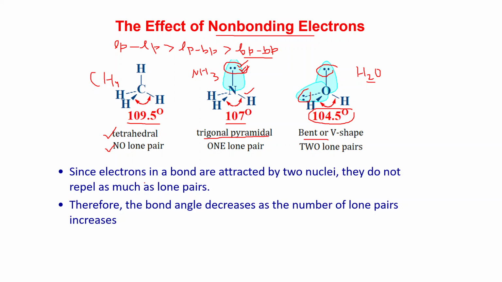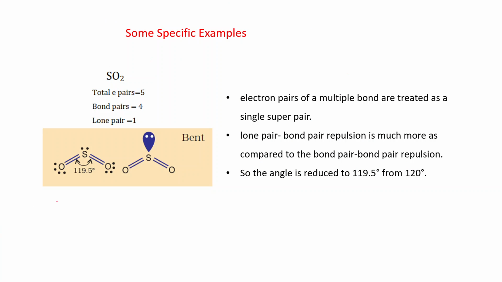Okay. Since electrons in bond are attracted by 2 nuclei, they do not repel as much as lone pairs. Therefore, the bond angle decreases as the number of lone pairs increases. Now, let us see some specific examples like SO2.